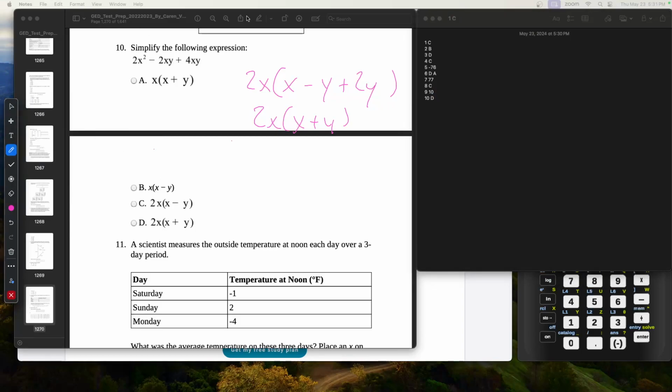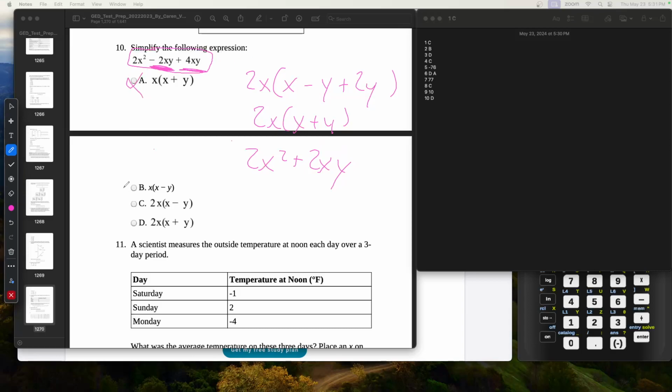Maybe the easiest way to do this problem is to add like terms first. So we have this minus 2xy and plus 4xy. Yeah, 4xy minus 2xy is definitely 2xy. So this simplifies to 2x squared plus 2xy. And then here maybe it's best to work backwards from the answers.